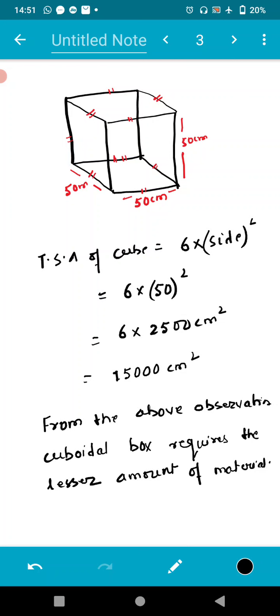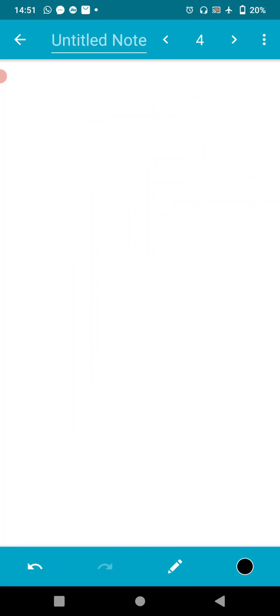Now let's move on to question number 2. Now what we have in question number 2, students? A suitcase with measure 80 centimeter into 48 centimeter into 24 centimeter, that is length, breadth and height, is to be covered with a tarpaulin cloth. How many meters of tarpaulin of width 96 centimeter is required to cover 100 such suitcases? Okay, so you see there are two things given. One is the suitcase and another is the tarpaulin cloth. Now the suitcase is of 3D shape, but the tarpaulin cloth is of 2D shape.